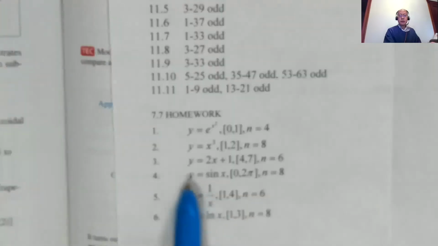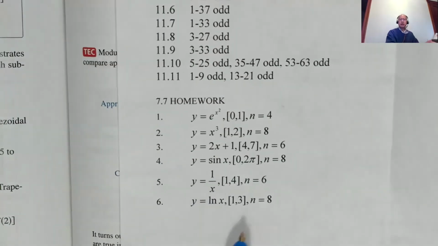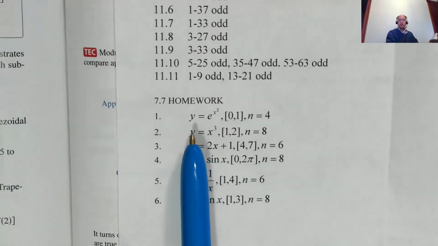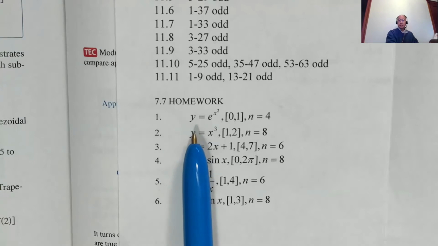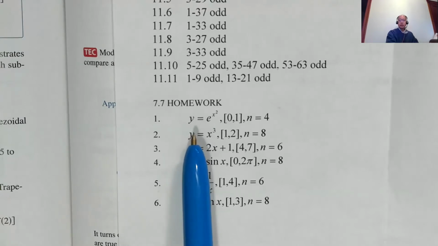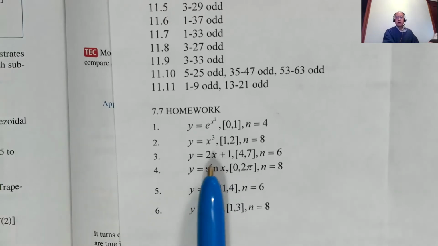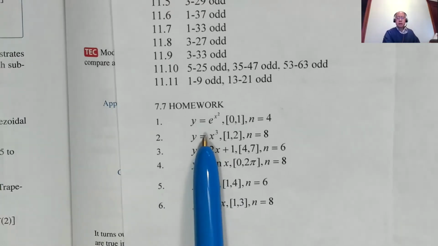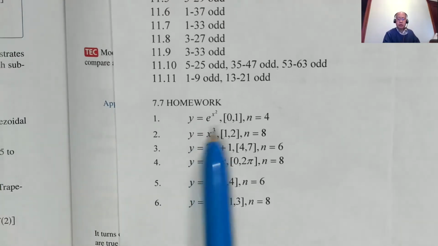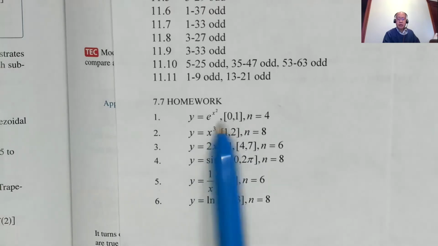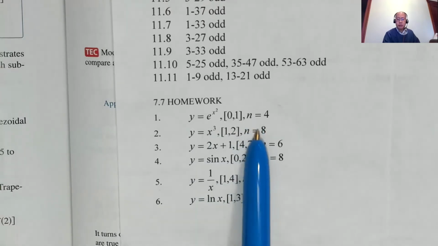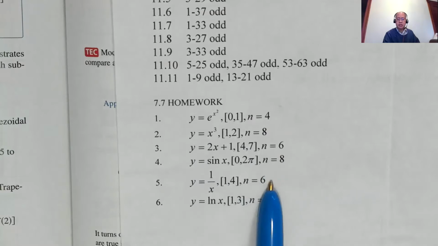So 7.7's assignment is these. It's only 6 problems, but I say only in quotes. Each one you have to do 3: midpoint rule, trapezoidal rule, and Simpson's rule. So you're really doing 18 total problems. Okay, so they give me a function that we're approximating the area under the curve from a to b, and you chop each subinterval into so many pieces, 4 pieces, 8 pieces, 6 pieces, or whatever.